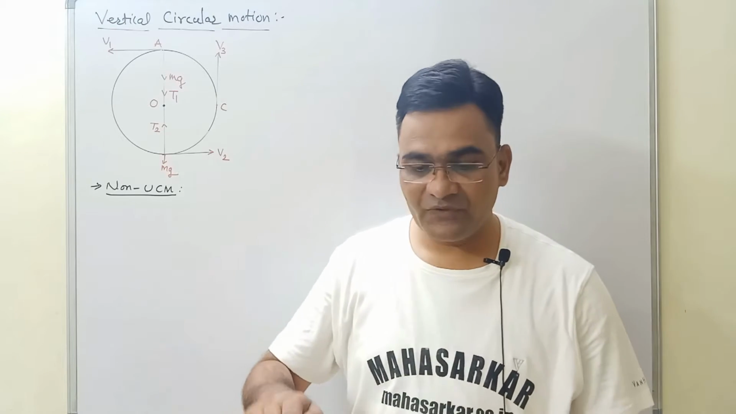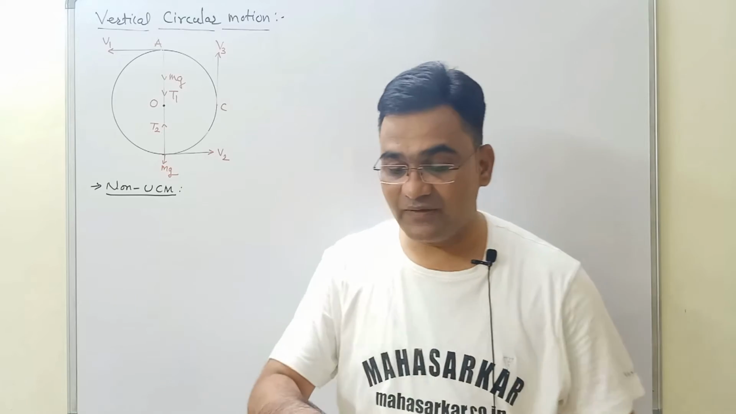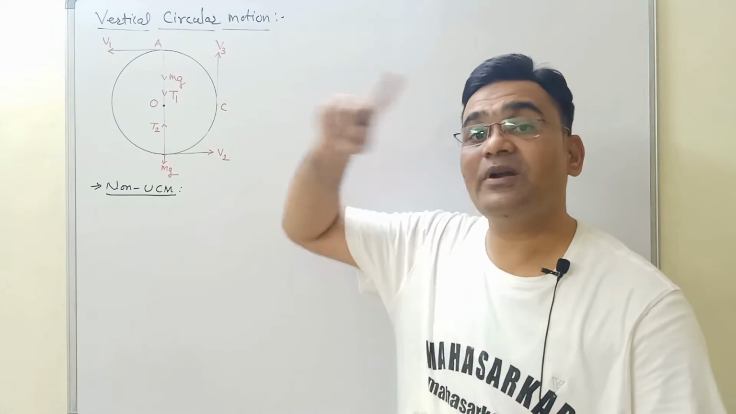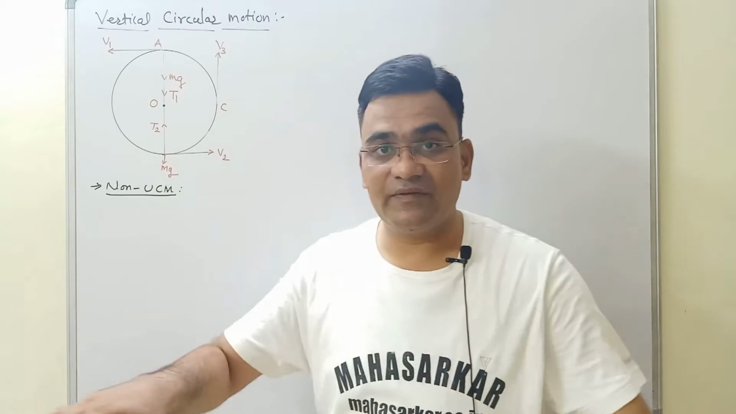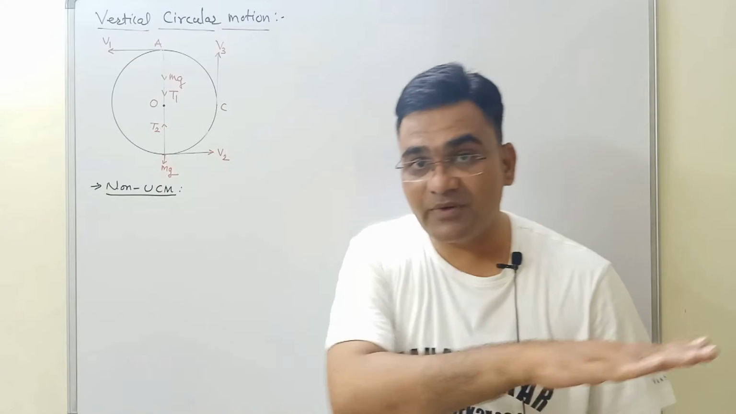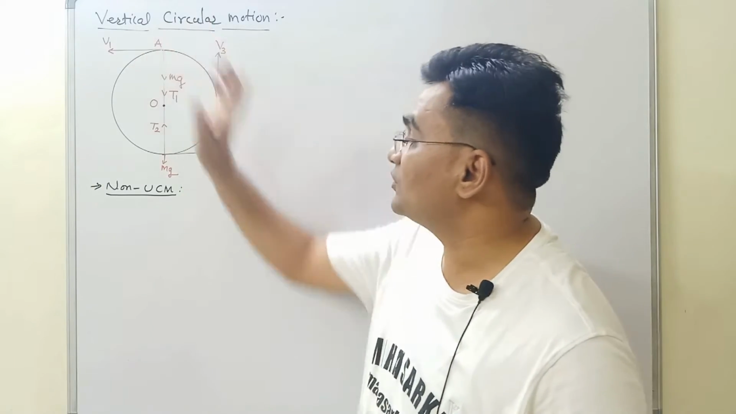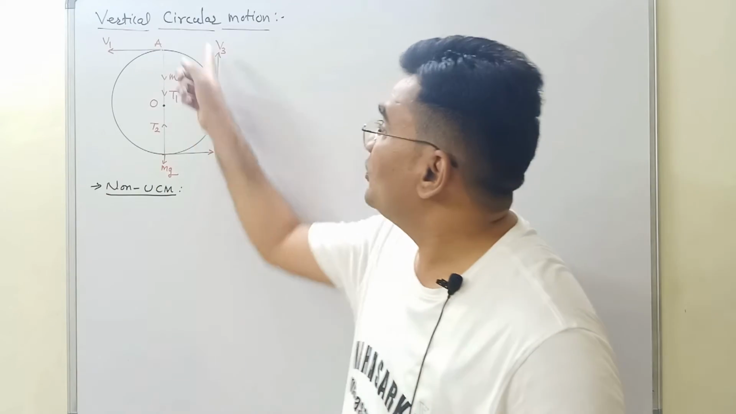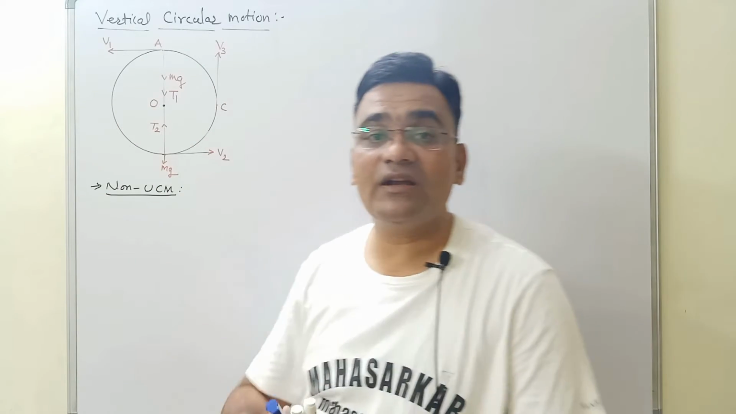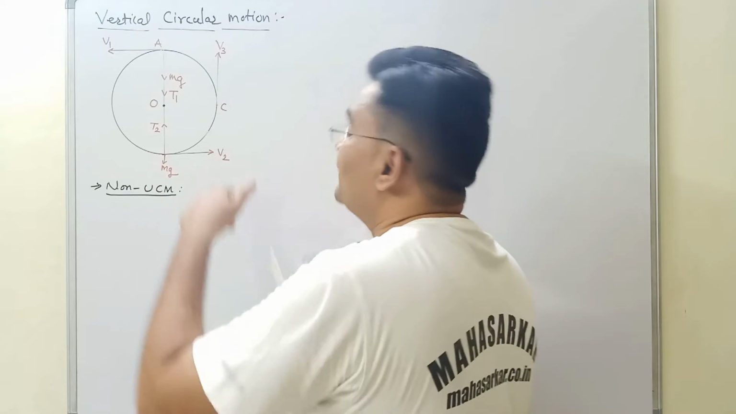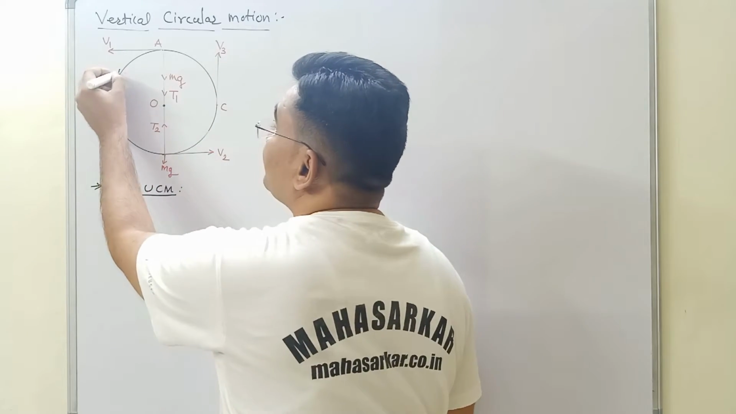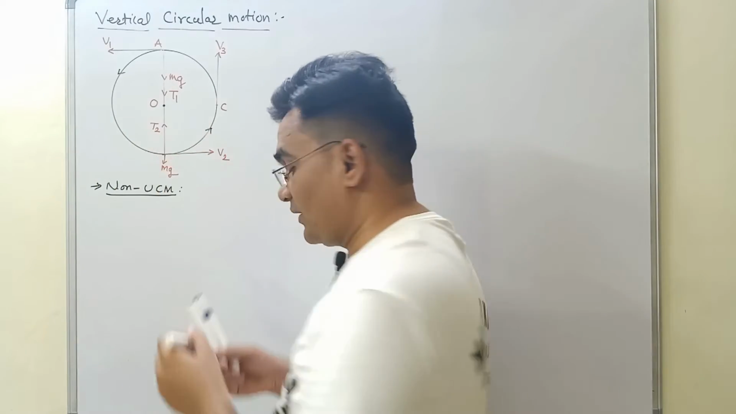If suppose this is the earth surface, and the plane of the circle is perpendicular to the earth surface, then we call it vertical circular motion. So consider one such article performing vertical circular motion. Say it is moving in an anti-clockwise sense.